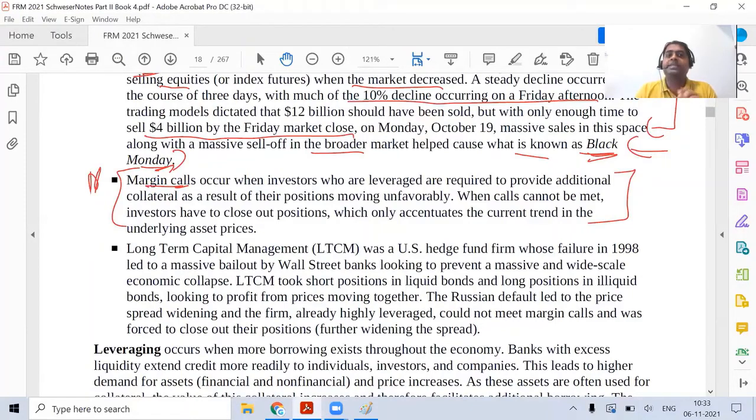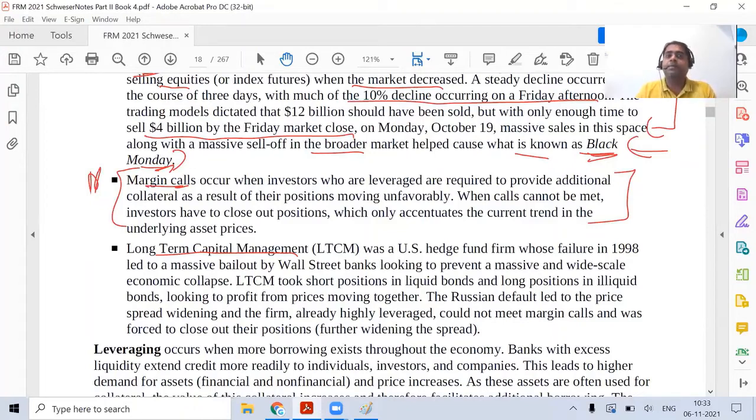The next case is LTCM, Long-Term Capital Management. We have seen this in level 1 in detail. Long-Term Capital Management was created by Nobel laureates, and they were very influential people as principal fund managers. What they were doing is using some mathematical and statistical tools to identify certain anomalies in the market.